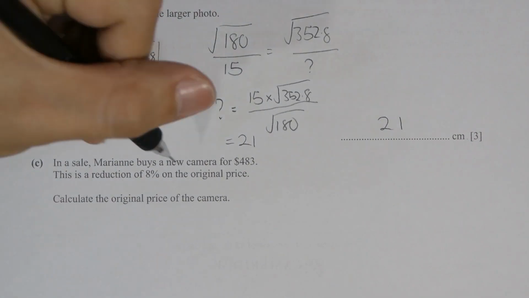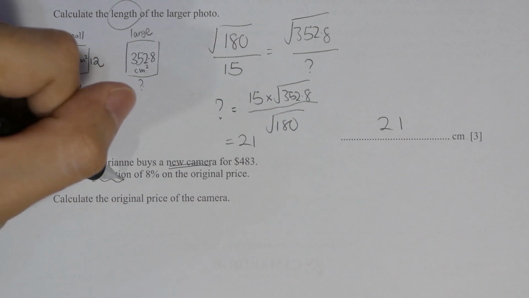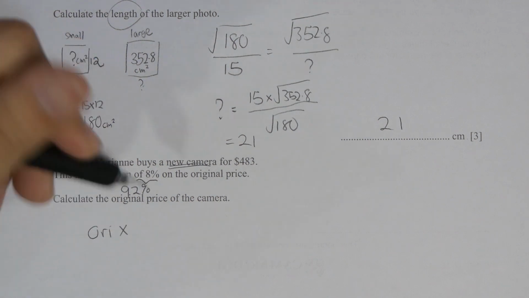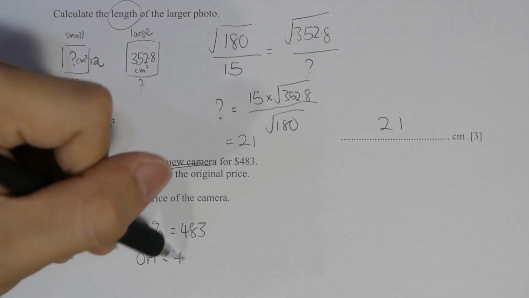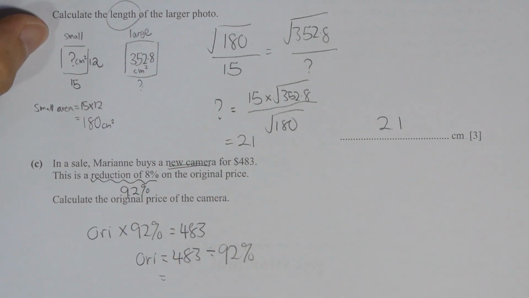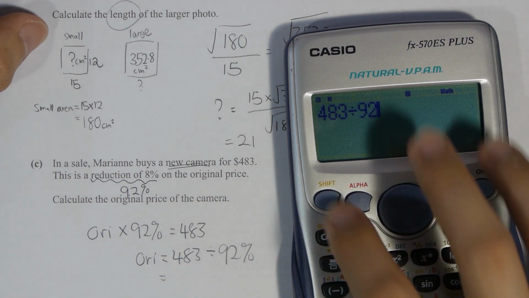Whereby for question C, Marian buys a new camera for 483. It is a reduction of 8% on its original price. So the 483 here is the after-sales price. So the original multiplied by 92% gives 483. By running the calculation, you will get 525 as the final answer.